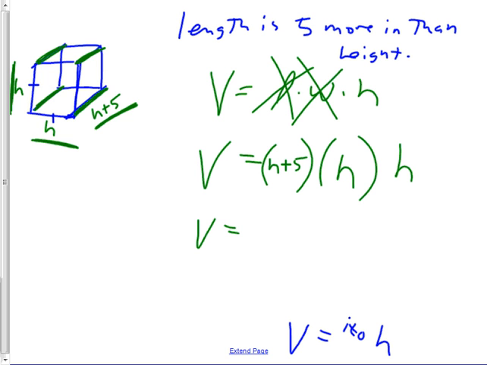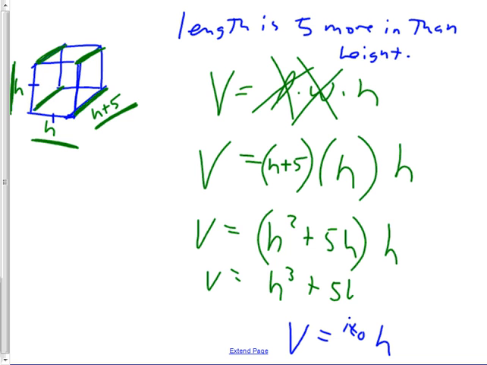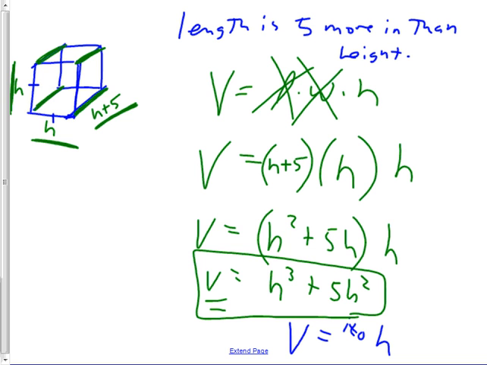Volume equals, let's see, H plus 5 times H would be H squared plus 5H, and then it has to be times an H. So now I'm going to multiply it out again. Volume equals H squared times another H is H to the third plus 5H squared. There we go. It's volume in terms of only H's. Any of you get that one right? Excellent.